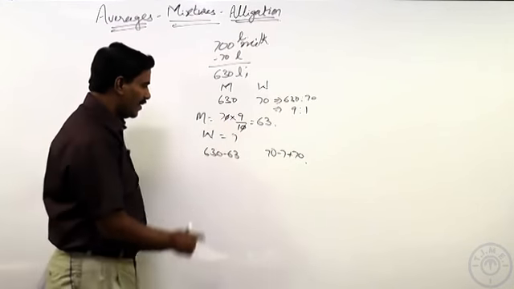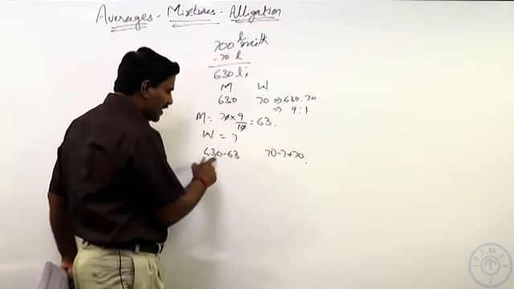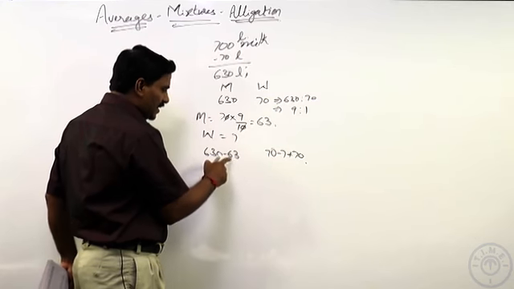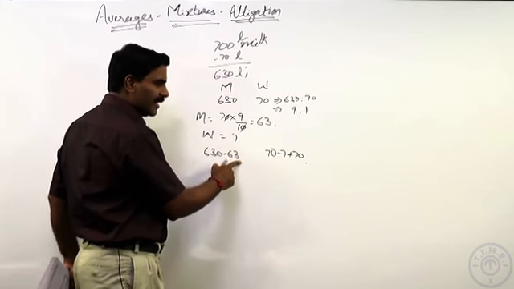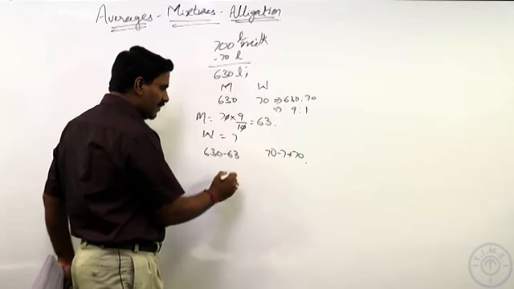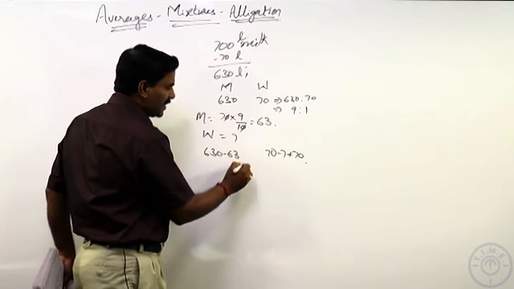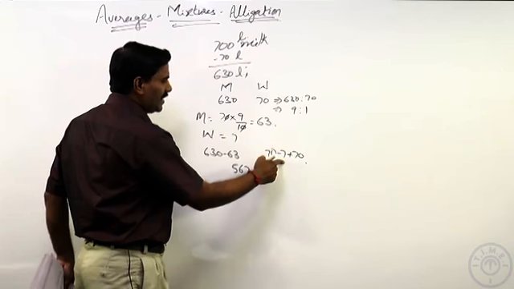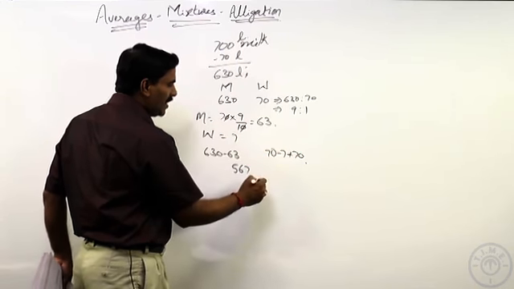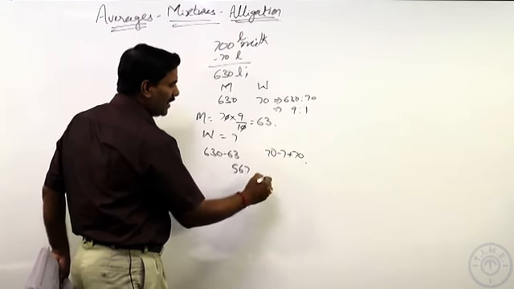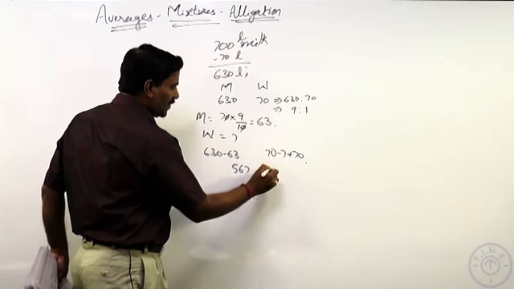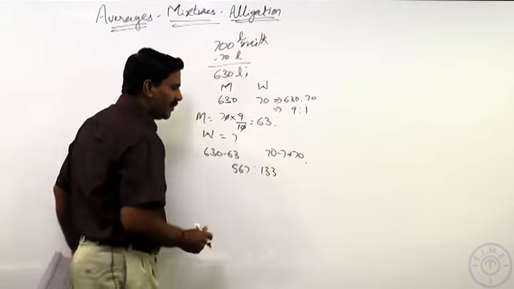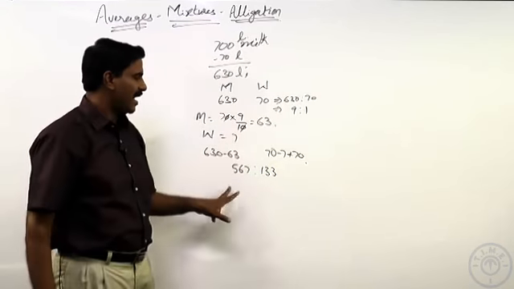So now what is the point that we can say: 630 minus 63 we are having. 630 minus 30 will be 600, minus 33 we have to consider, which is 567, right. And the same way here, 70 minus 7, 63 we will be having. 63 plus 70 means 133 we will be having. So adding these two, again 700 liters we will be having.